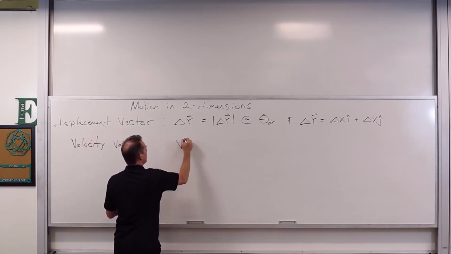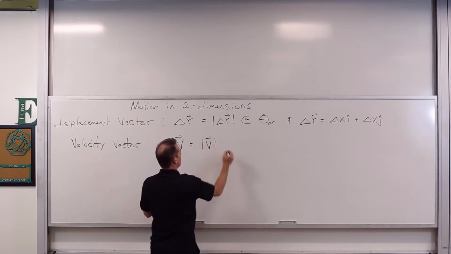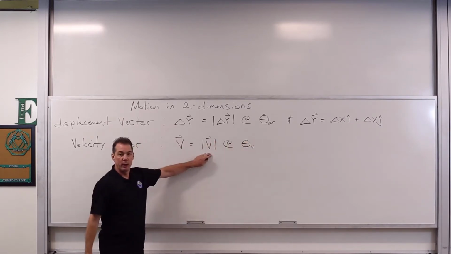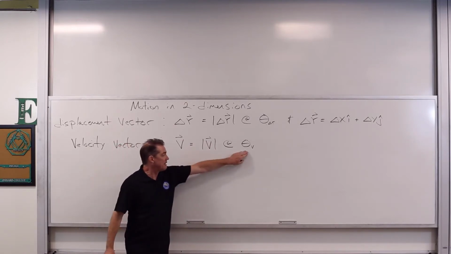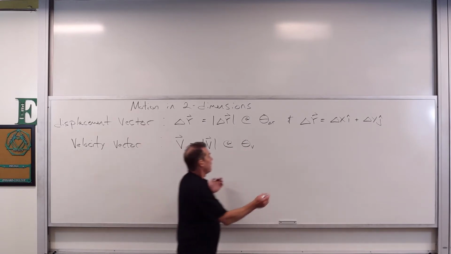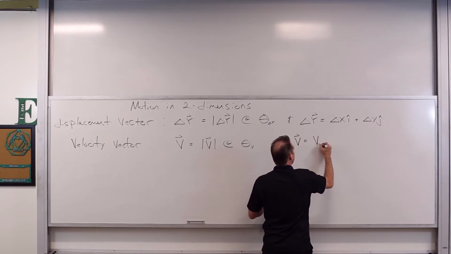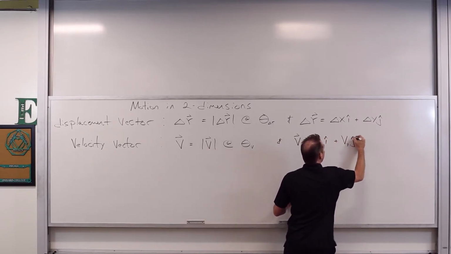The velocity vector, v hat, can be written again as the magnitude of v hat at some theta sub v. Magnitude is how fast it's moving at some given moment in time, and theta sub v is the direction that it's moving in at that moment in time. And then we can also write v hat as some v sub x i hat plus some v sub y j hat.